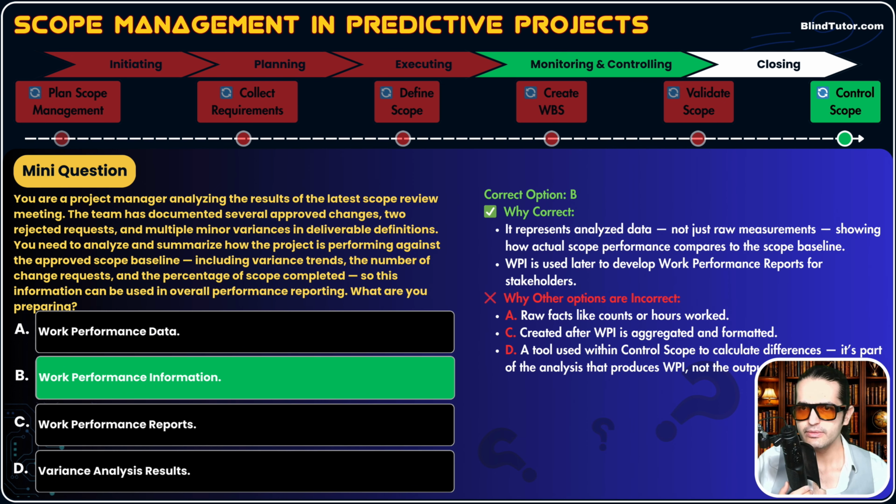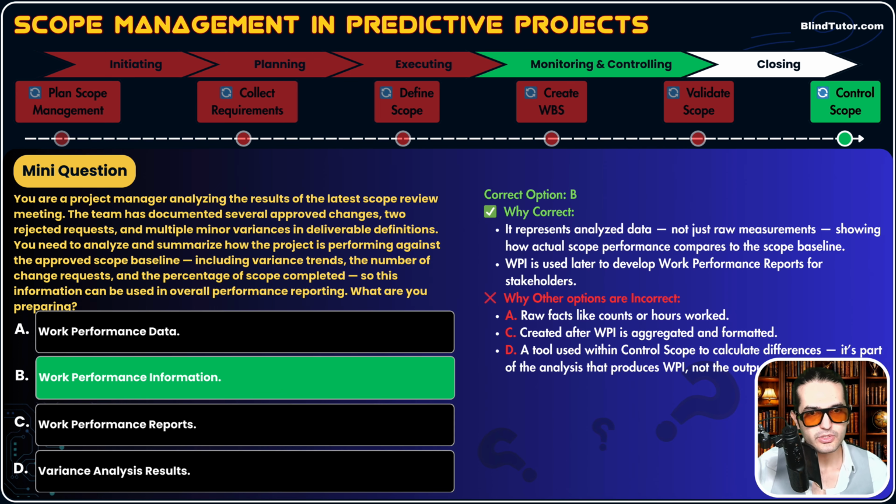Let's read the description. Work performance information is an output of control scope process. We know that. It represents analyzed data, not just raw measurements, showing how actual scope performance compares to its scope baseline. WPI is used later to develop work performance reports for stakeholders.